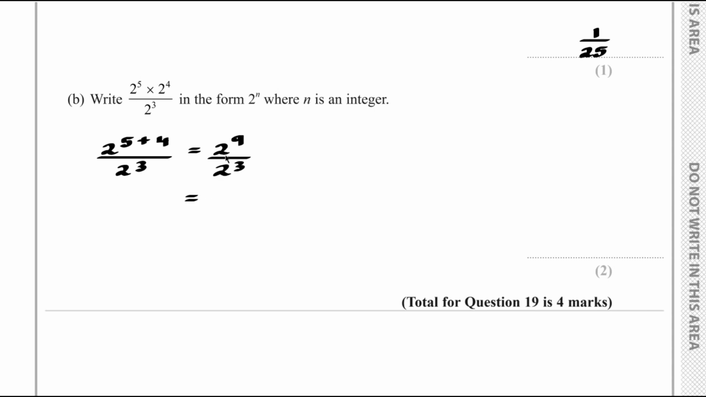Now I've got the same base, and I'm dividing, so I subtract the powers, so I've got 2 to the 9 subtract 3, which is 2 to the 6. So I end up with 2 to the 6.